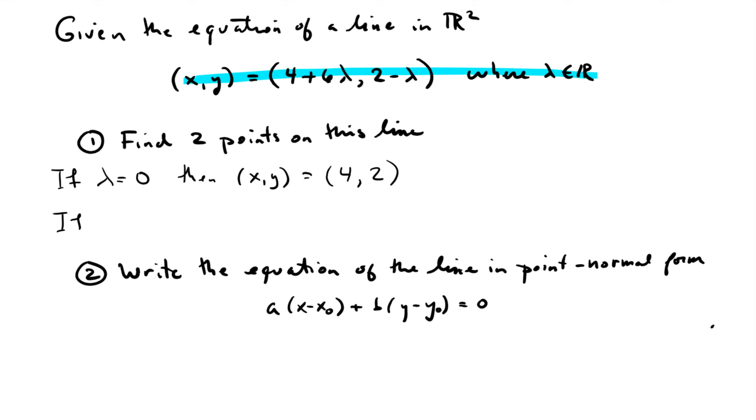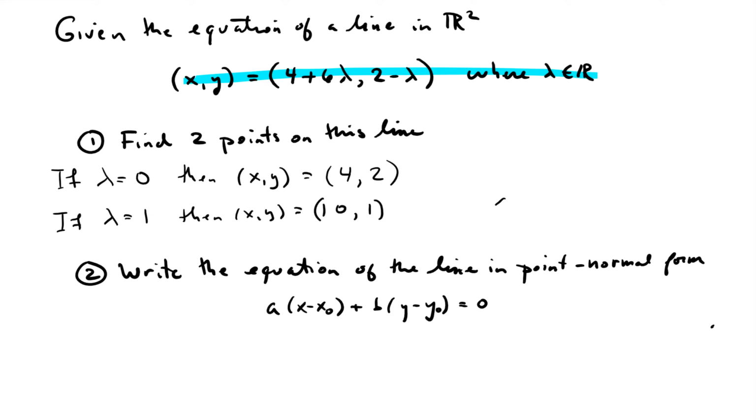And maybe after that, let's choose some other simple value for lambda. Let's say 1, for example. Then xy is going to be 10, 1. And that's the second point. But you get the idea. If you assign lambda another value, and another value, you're going to get infinitely many points. So this is how this equation generates all the points that belong to this line.